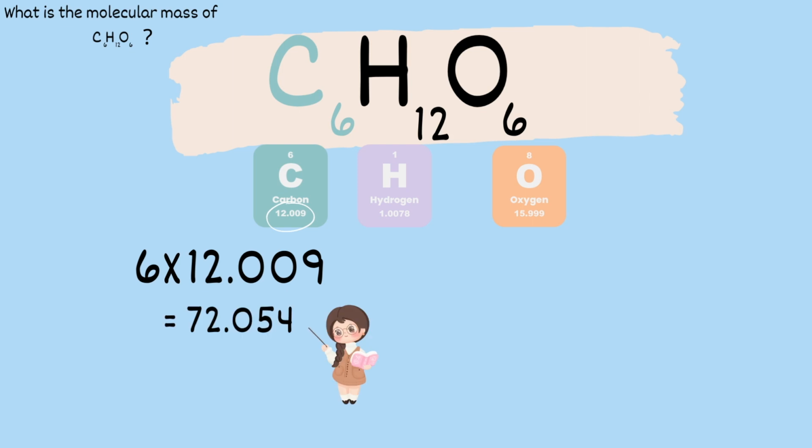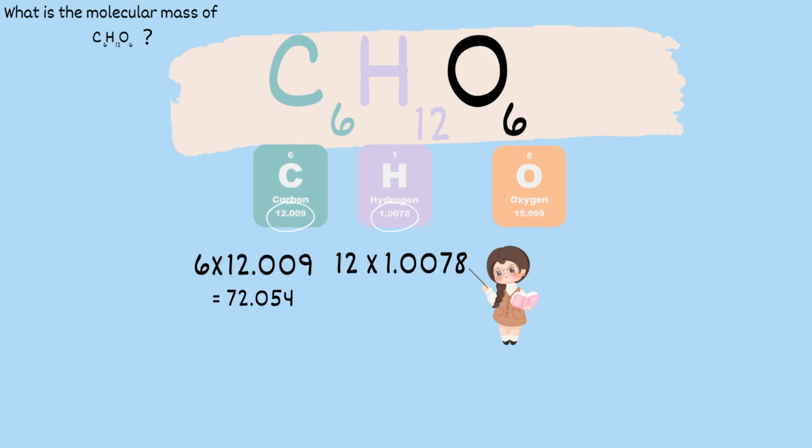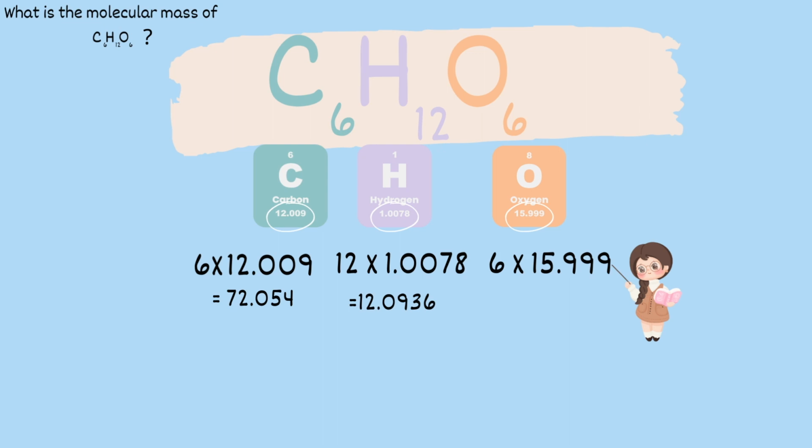72.054. Next, we have hydrogen. The little 12 subscript tells us that there are 12 hydrogen atoms in glucose, and the molar mass tells us how much each of those atoms weigh. So we multiply 12 times 1.0078, and we get 12.0936. Oxygen has 6 atoms in glucose, and each weighs 15.999. So we multiply 6 times 15.999, and we get 95.994.